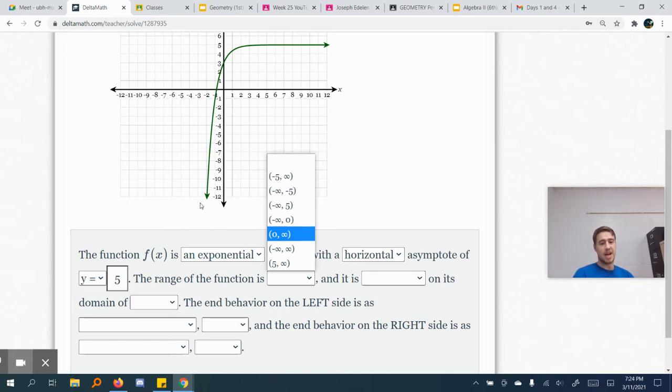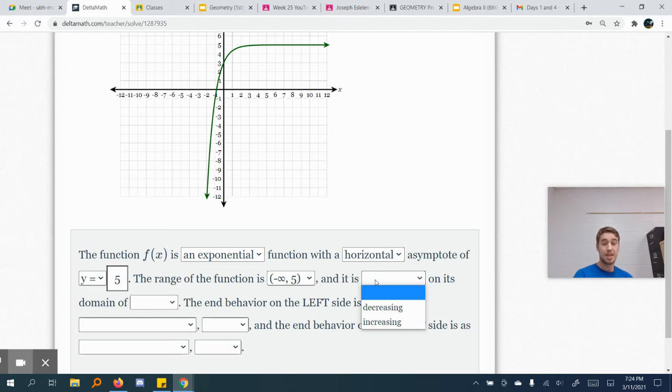And it looks like we can go down as far as we want, so it's going to have a negative infinity in there. And it looks like we can go up as far as we want until we get to 5. So negative infinity to 5. And it is blank on its domain of blank.